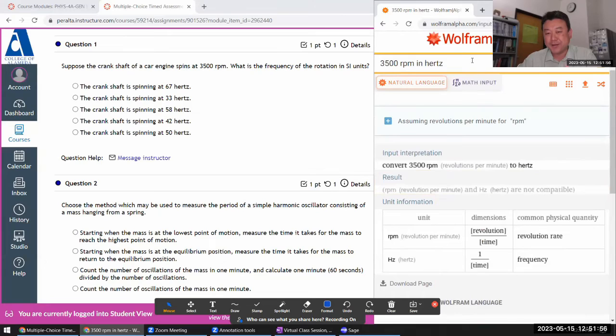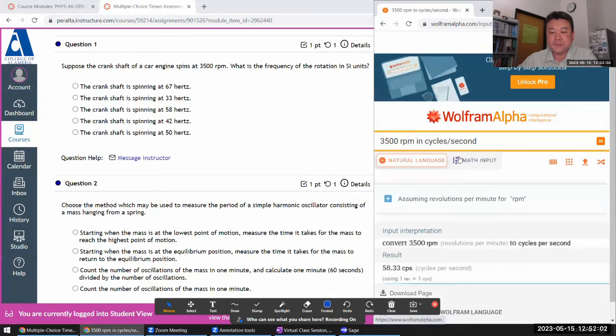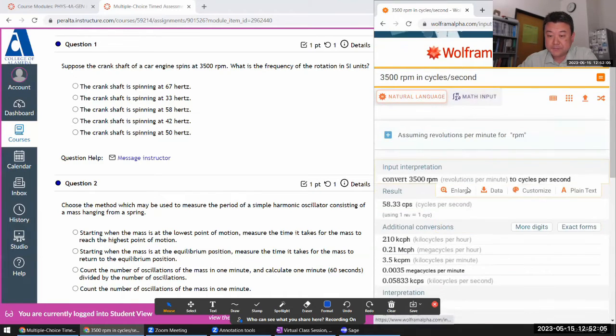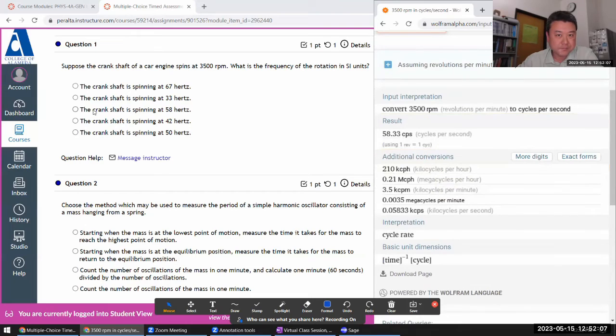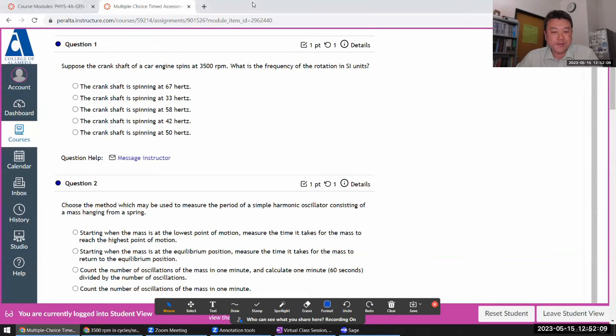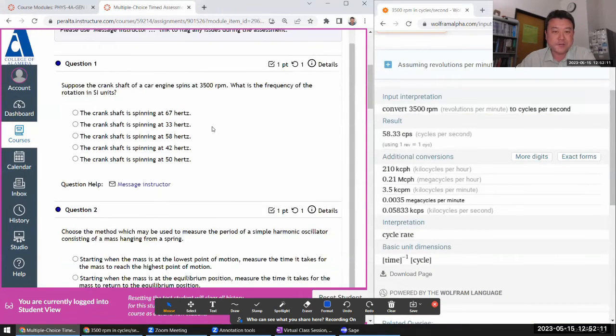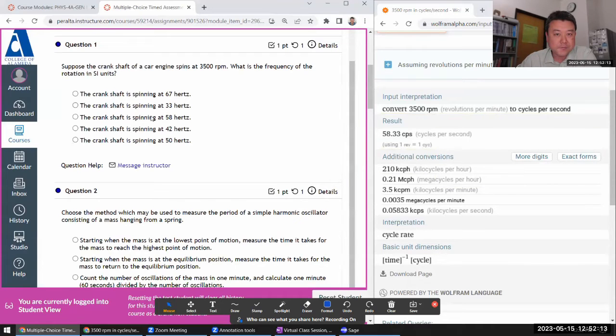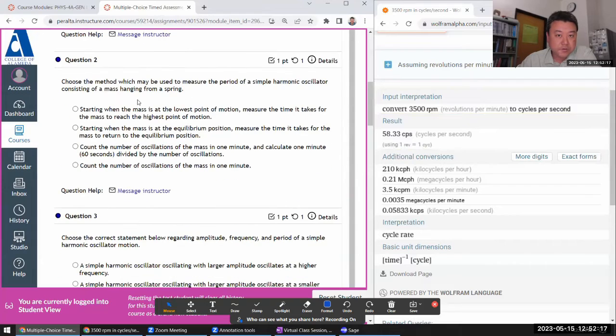So you do have to know how to use it. It doesn't think it's compatible, so you have to tell it, okay, cycles per second. It's just a dumb calculator. It's aware of units, but that's all it's aware of. So, 58.33 hertz. Okay, question 2.